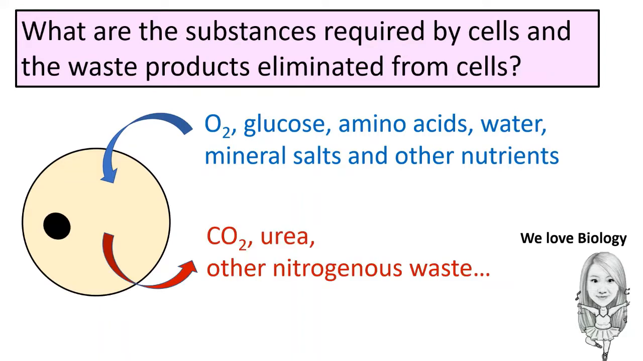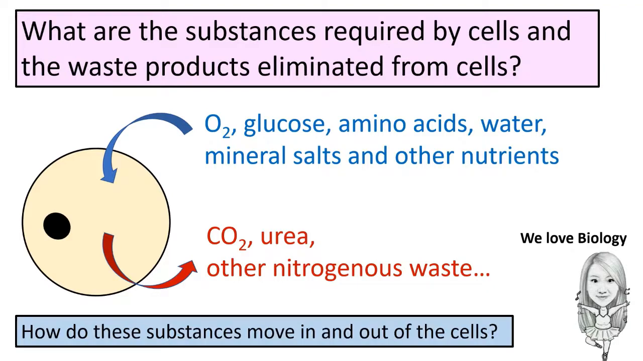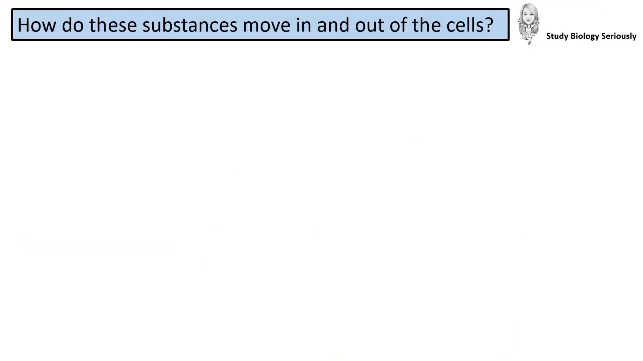And the waste product, for example, carbon dioxide, urea, and other nitrogenous waste. This is the waste product from respiration and other metabolism. These waste products are toxic to the cell and need to be eliminated from the cell. So, how do these substances move in and out of the cell?